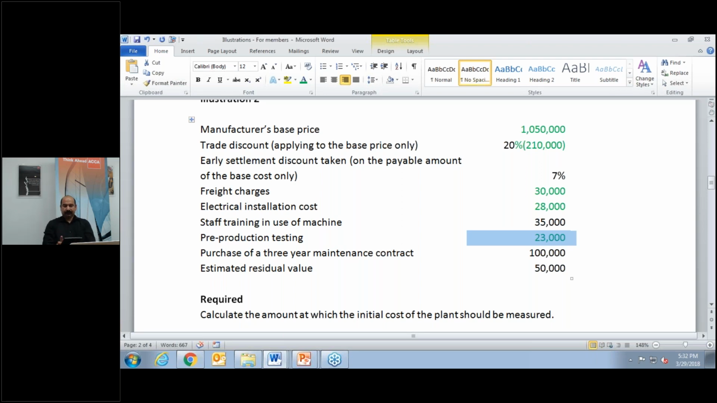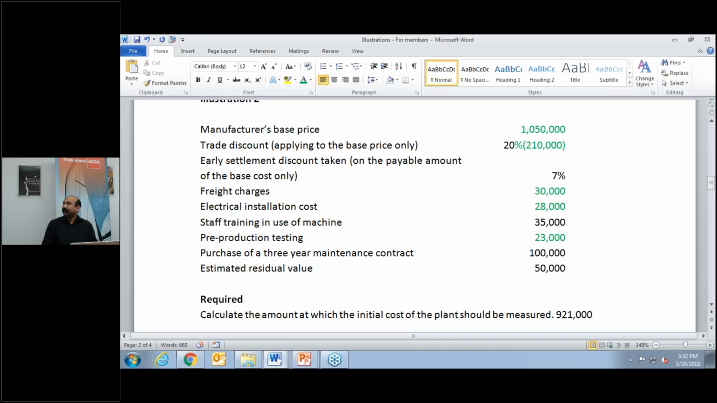No, I think we need to recalculate. 10,50,000 minus 2,10,000 plus 30,000 plus 28,000 plus 23,000. The correct answer is 921,000. Whether the trade discount be accounted for 20% or whole?